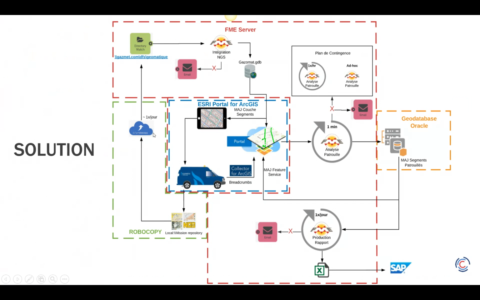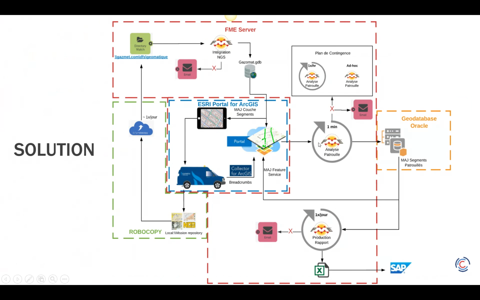FME also plays a role in pulling in that field captured data. So at the end of the day, when the truck uploads the data that's been captured by the other devices on the truck, FME pulls that data from a directory watcher and integrates that into the GIS as well. So here, FME server is using a directory watcher in a once a day sort of application.